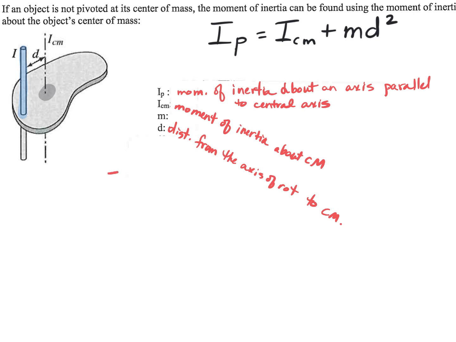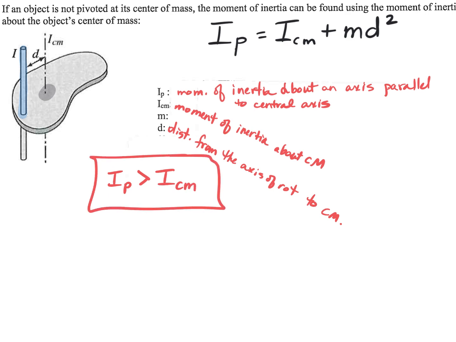And guess what? I sub p is always greater than I sub cm. Think about it. The least inertia something is always going to have is if it is rotating about its center of mass. Does that make sense to everybody? That's the least it's ever going to have. Okay?